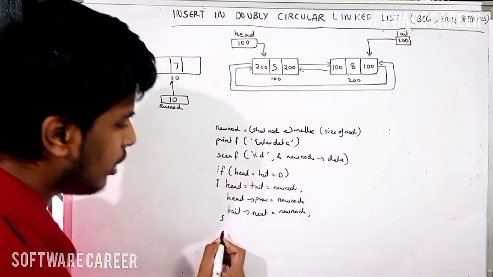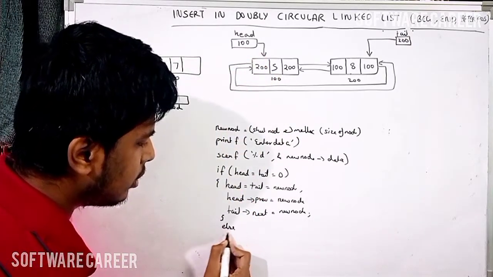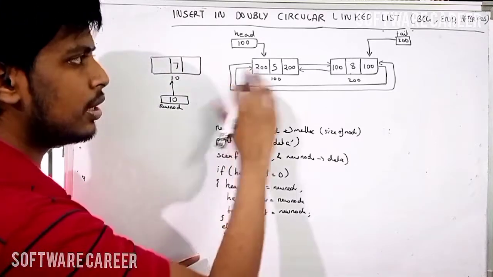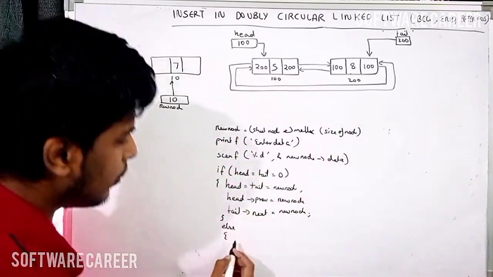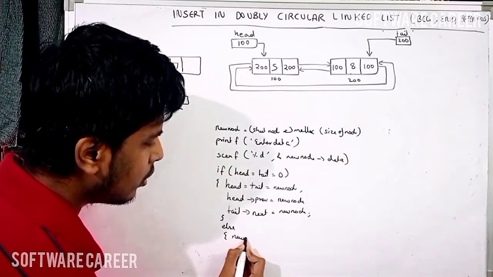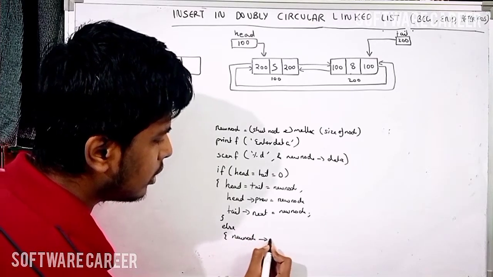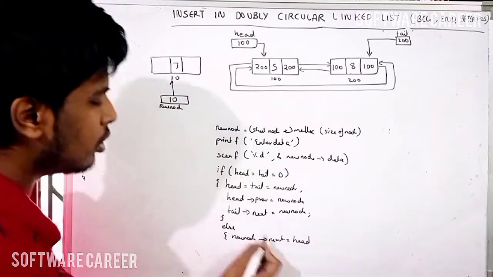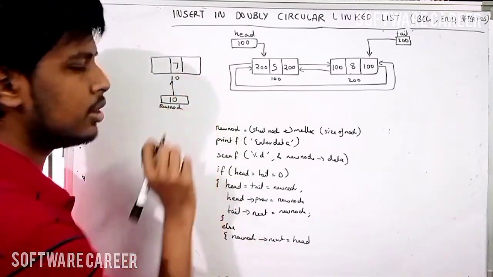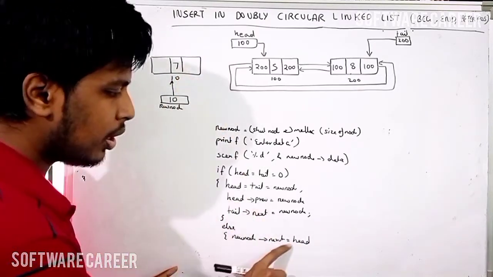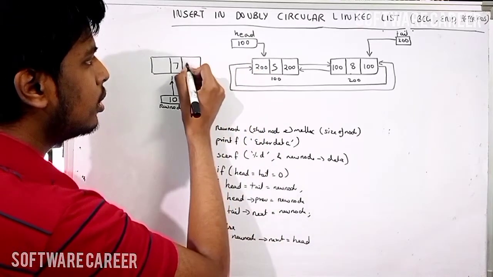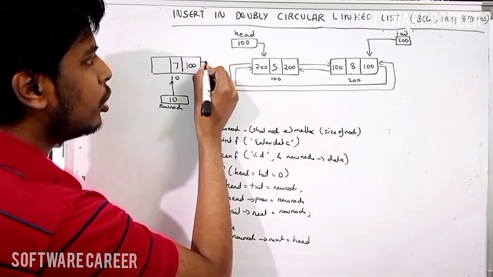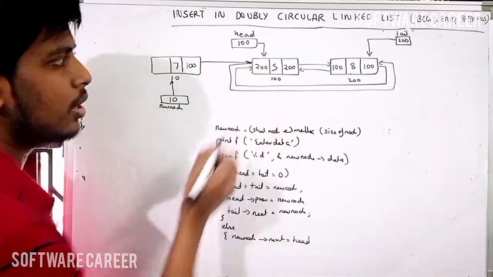So here, I am writing else. This is the condition when the linked list is not empty. Now see, new node next equals to head. What is new node next? New node is 10. 10 next is this pointer. In that pointer I am storing the address of head, that is 100. So this pointer is pointing to the node which is having address 100.